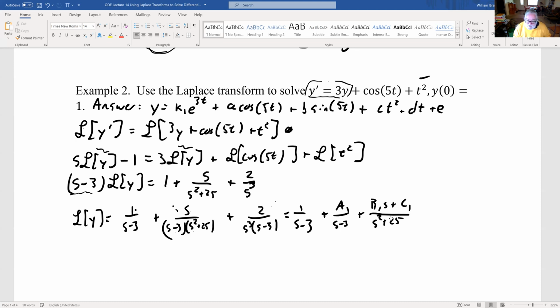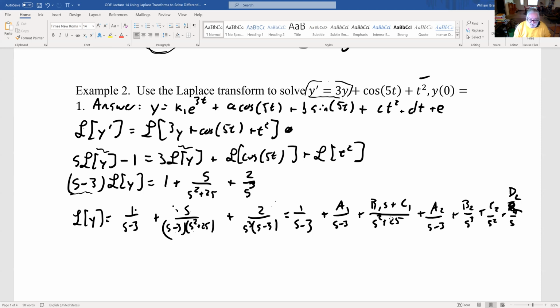For this term, the partial fractions decomposition will be a2 over s minus 3 plus b2 over s cubed plus c2 over s squared plus d2 over s, and that would be our partial fraction decomposition.